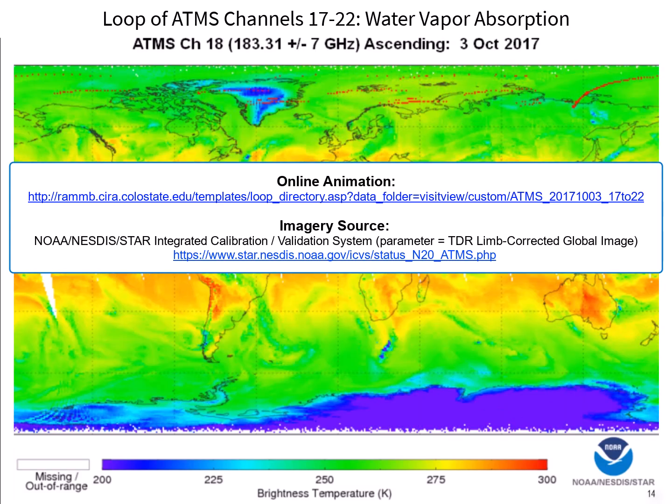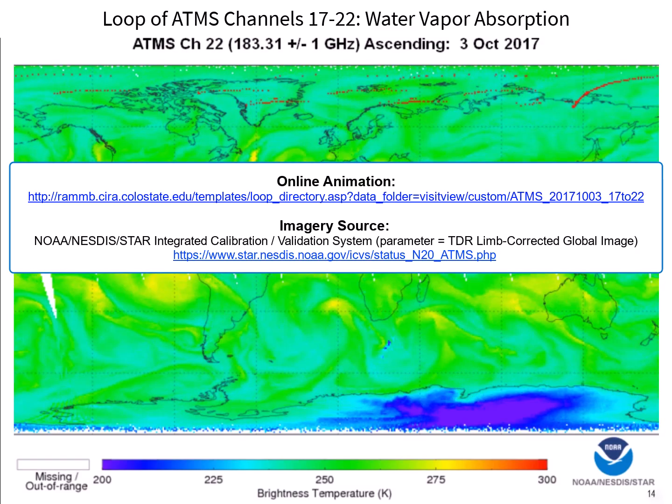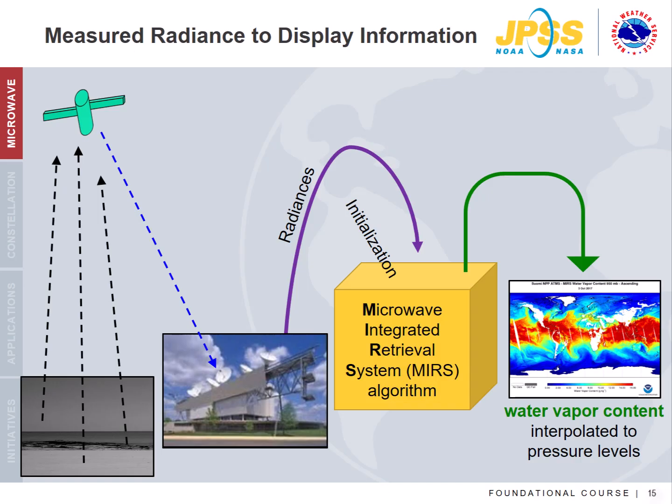A following module on the influence of clouds and precipitation will provide an overview of how microwave remote sensing is used for moisture products and in determining precipitation type. The upcoming animation is processed information. In this case, the microwave radiances sensed by the satellite are processed with MiRS to get water vapor content interpolated to pressure levels.